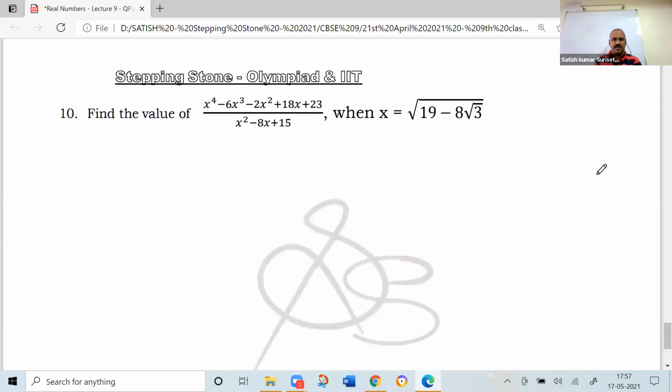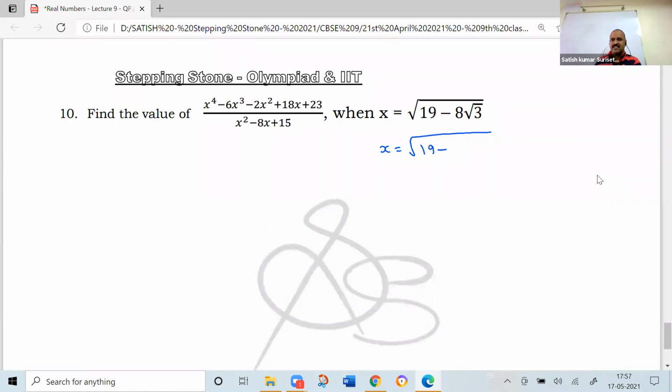This is another Olympiad problem. Find the value of x power 4 minus 6x cube minus 2x square plus 18x plus 23 upon x square minus 8x plus 15 when x equal to square root of. Previously we have done a problem like this. Here also exactly in the same manner you have to do this. So let us calculate x separately.